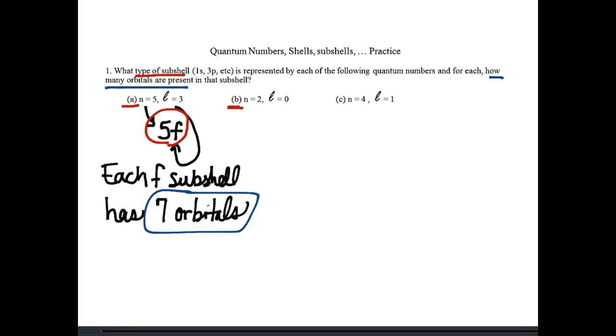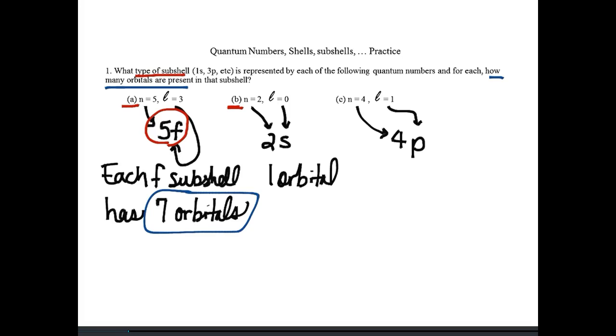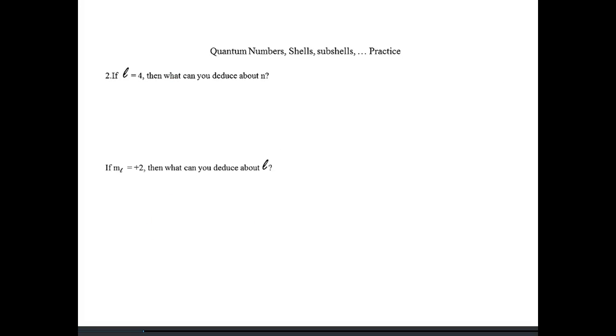Part B, n equal 2 means it's in the second shell. L of 0 means it's an S subshell, so 2s is the orbital designation. S subshells have 1 orbital in them. That's always true. Part C, n equal 4 means it's the 4th shell. L equal 1 means it's a p orbital, so that's a 4p subshell. P subshells always have 3 orbitals. So there are 3 orbitals housed in any p subshell.